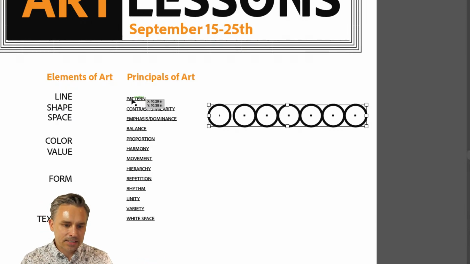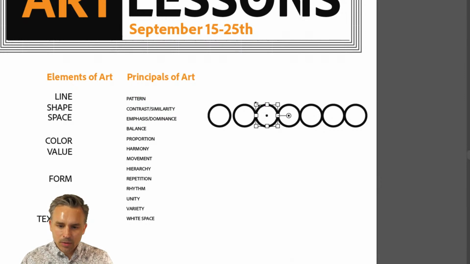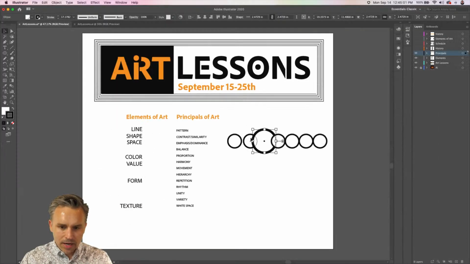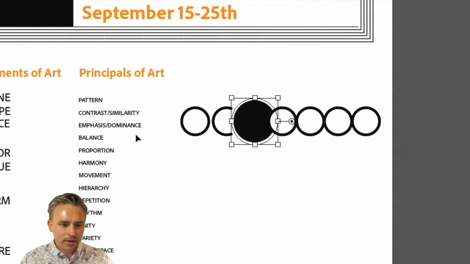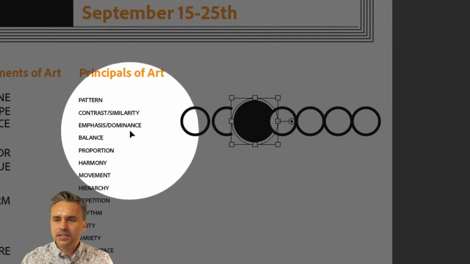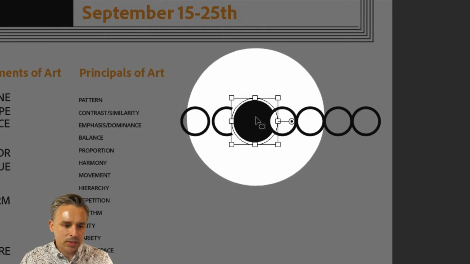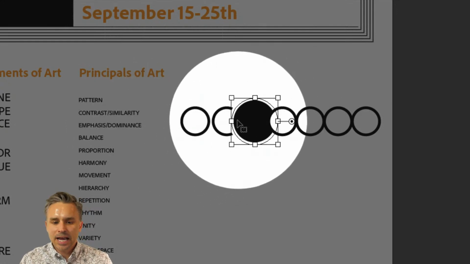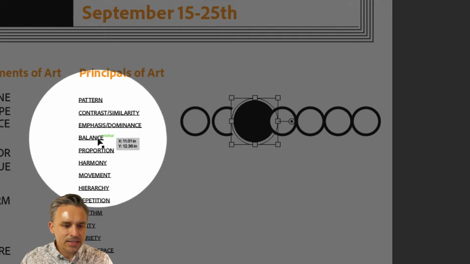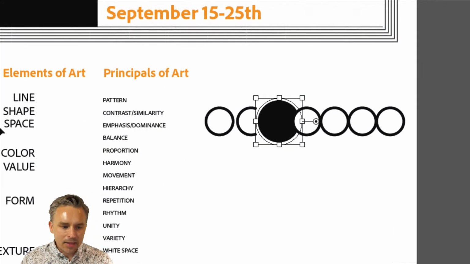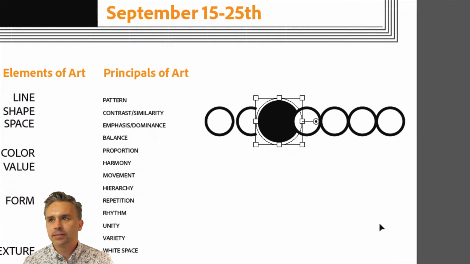But now we have that pattern. What if I take this middle one right in here and I make it a little larger, right? That one's a little bit larger, we'll flip it. Oh, now this one, what do we have here? Oh, we have emphasis or dominance. Now we know this one's dominant, right? And there's contrast between the lines. It's balanced, not perfectly balanced, but I would say it's still fairly balanced as a design, right?